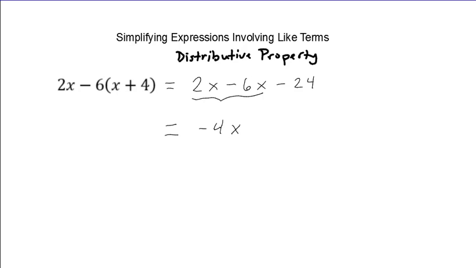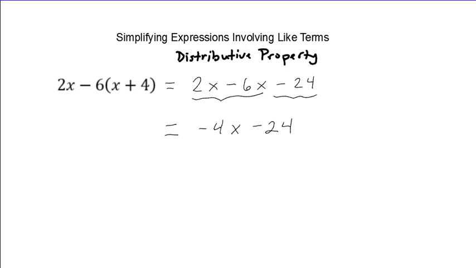Just want to remind you, if you struggle with adding and subtracting, I've got some great practice helps in a module that is above this on the student math community. So go back up and look for those and practice. And then since there is no like term here with the -24, I just bring that down, -24. And there is our answer, -4x minus 24.